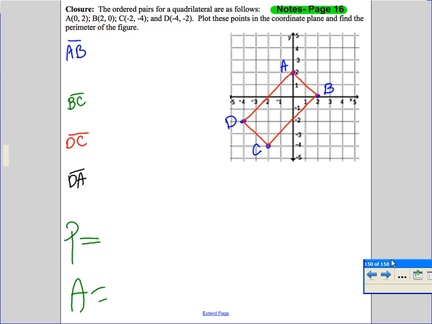So for AB, Peyton, what did you get for the distance using the formula? Good. 2 times the square root of 2. For BC, what is the distance? Okay, remember, you can't count diagonal lines. Josh, what did you get for BC? Okay, and then that can be simplified.